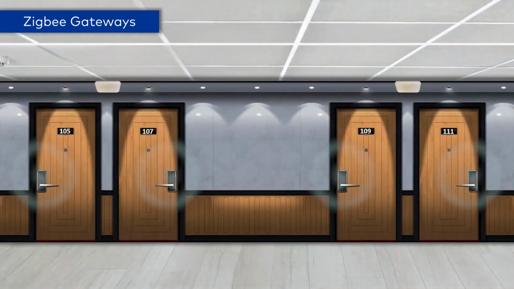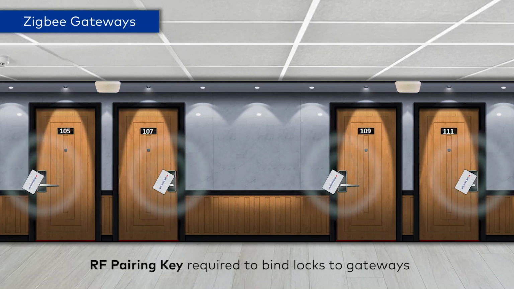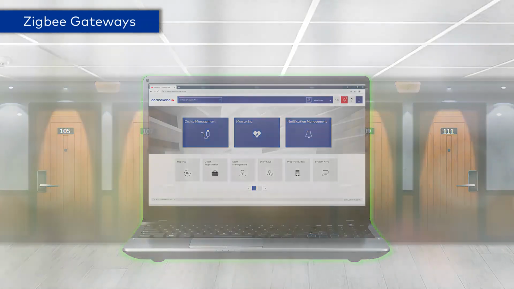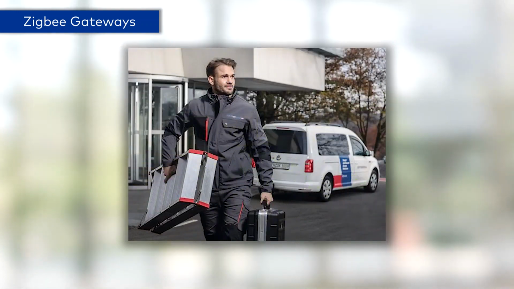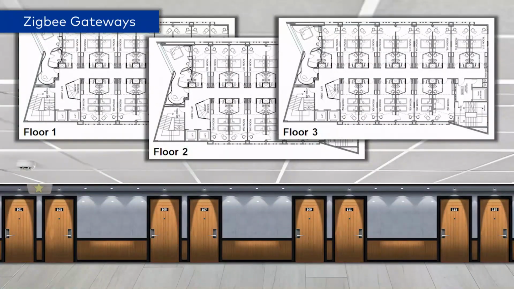The Dormakaba gateways are network devices that are paired with the Dormakaba locks and strategically placed throughout the hotel. The gateways allow the locks to communicate wirelessly with the Ambience software. Prior to deploying the gateways, a qualified Dormakaba technician will perform a site survey to determine the exact number of gateways needed for the project and their ideal placement throughout the property.